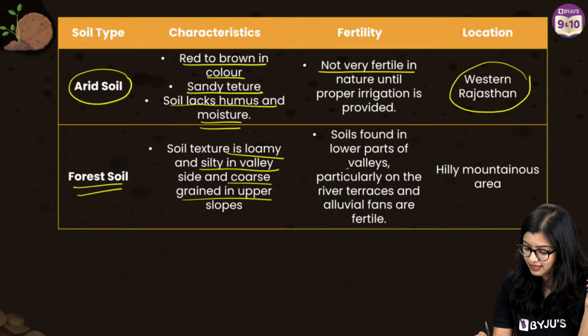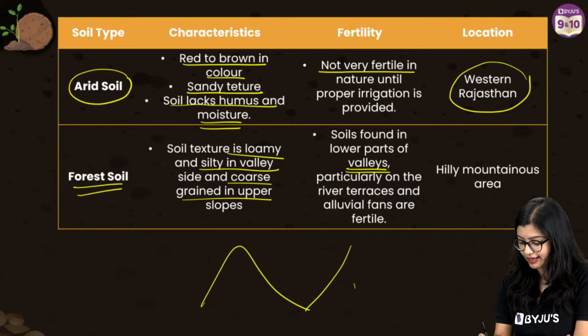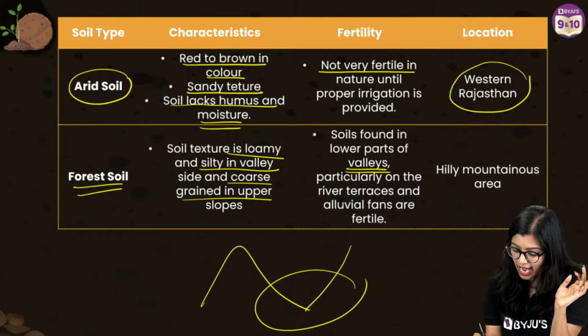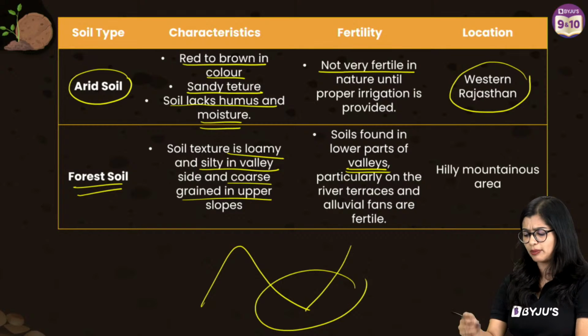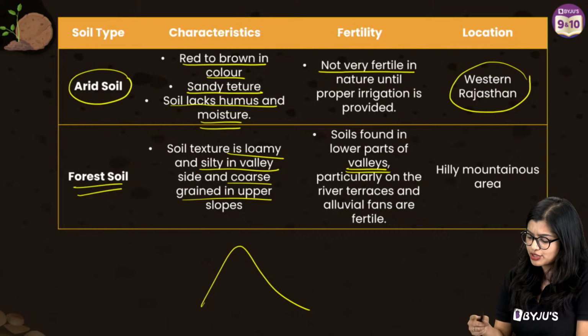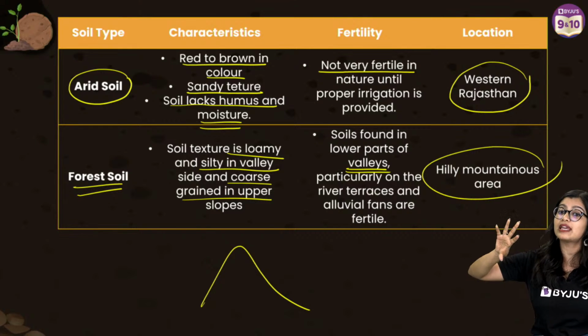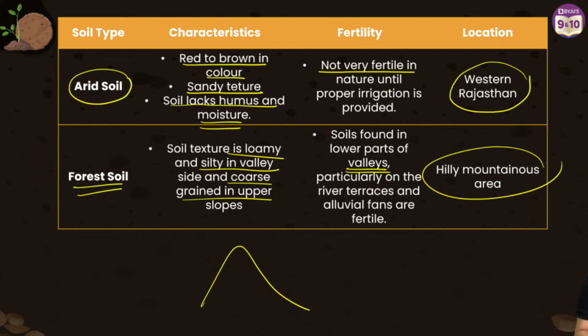Now we normally see that the soil that we find in the valleys, this is a valley, right? We know that right here the soil is found, and normally it is used for cultivation, which is why in hilly mountainous areas, cultivation of tea, coffee, rubber, all of this is there. Yes? So everybody take a quick screenshot.